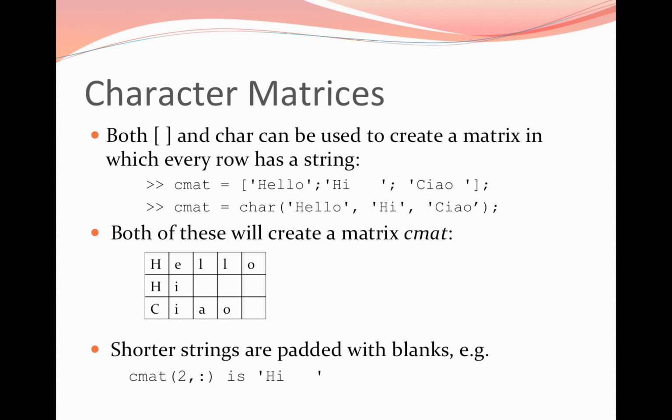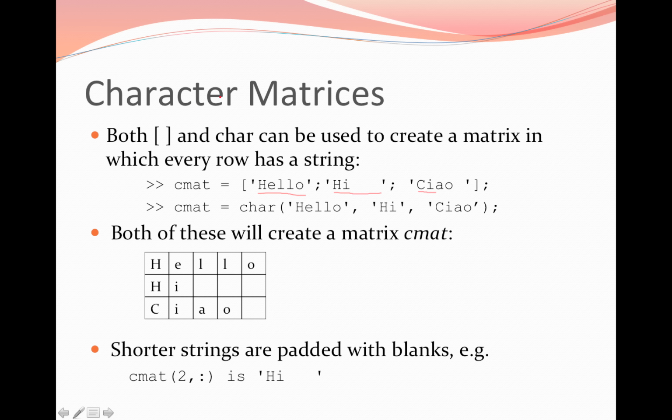Both the square brackets and the char function can be used to create a matrix in which every row has a string. For example, I'm creating a character matrix called CMate. Using square brackets, I'm creating 3 rows in the matrix that have the strings hello, hi, and ciao. Now notice that since the longest string has 5 characters, I have to have 5 characters in all of the strings. So hello is going to have 5 characters. Hi, I have to make that hi and then space, space, space.